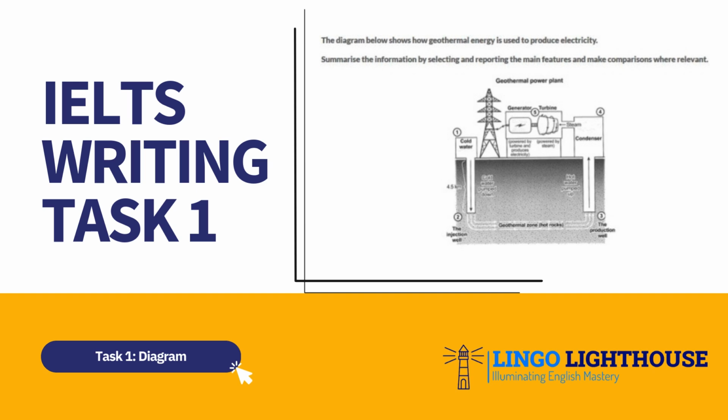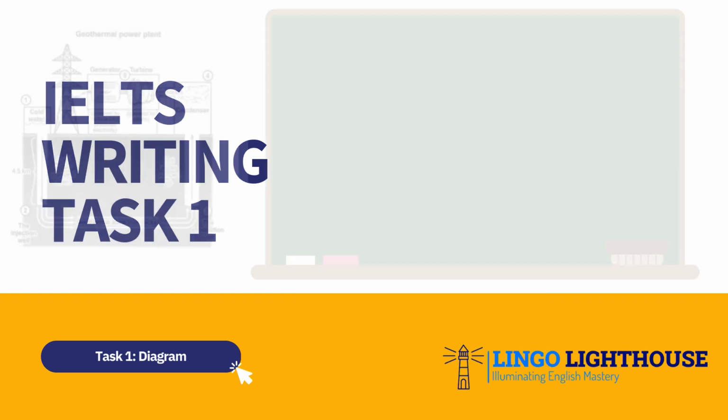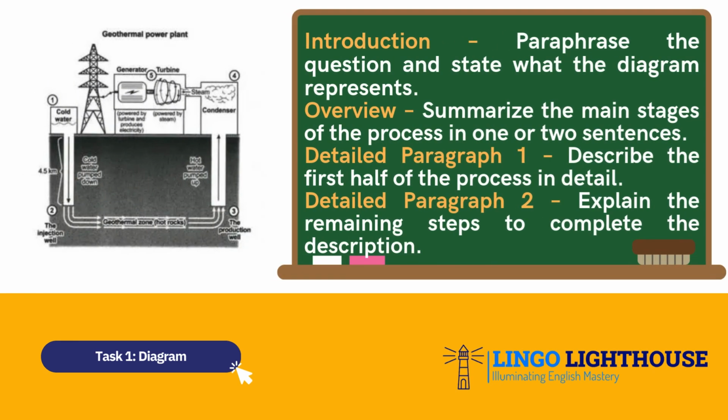A well-structured Task 1 response has 4 main parts: Introduction, paraphrase the question and state what the diagram represents. Overview, summarize the main stages of the process in 1 or 2 sentences. Detailed paragraph 1, describe the first half of the process in detail. Detailed paragraph 2, explain the remaining steps to complete the description.